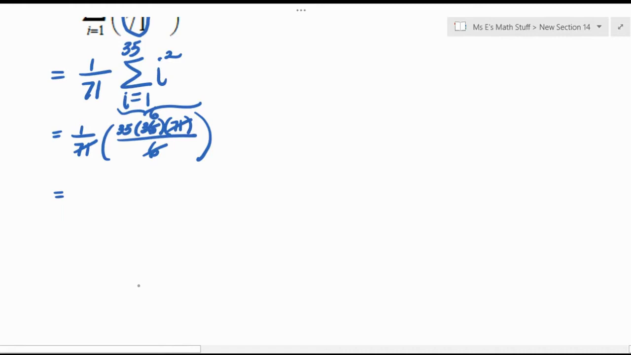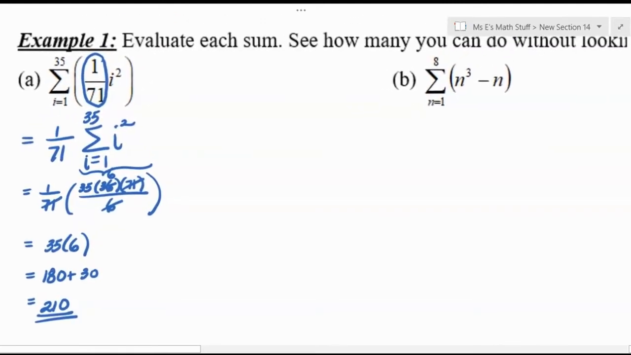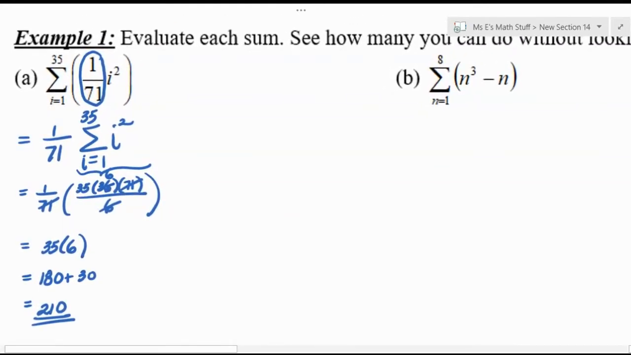And so all you'd have to do is multiply 35 times 6. Well, 30 times 6 is 180, and then 5 times 6 is another 30, and so you're left with 210. There we go. Hopefully that wasn't too bad. In my opinion, way better than falling back on if in doubt, expand it out for 35 terms.